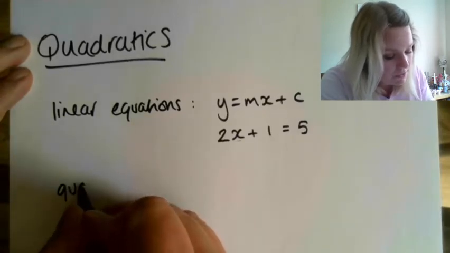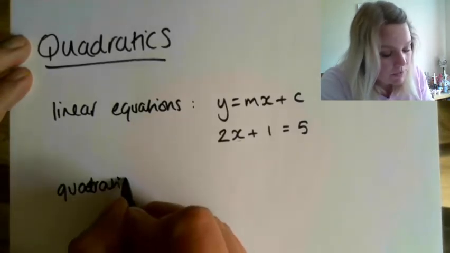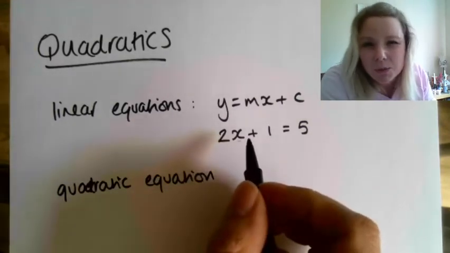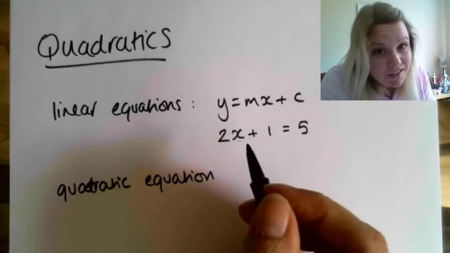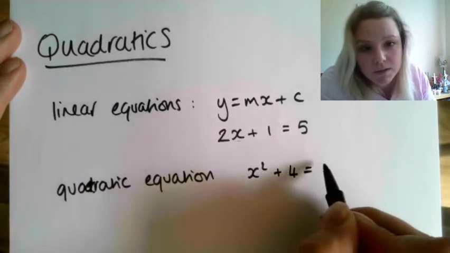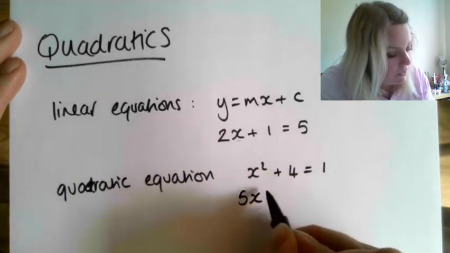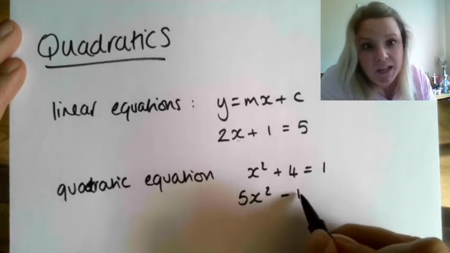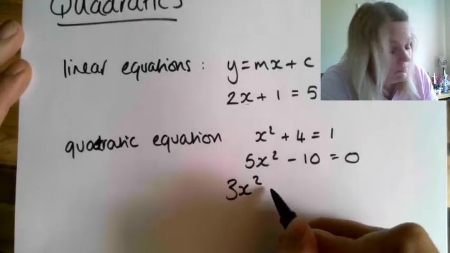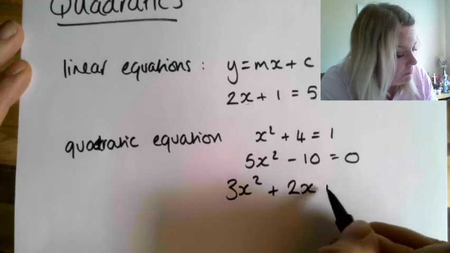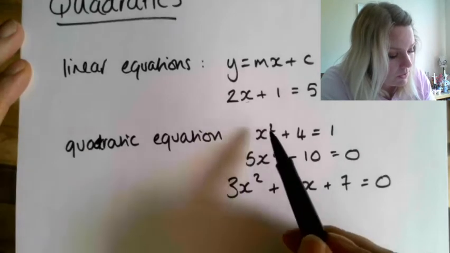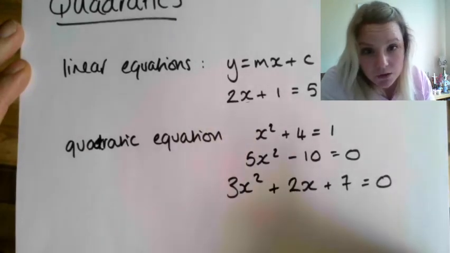In a quadratic equation, oops, I can't even spell. So in a quadratic equation, there will be an x squared term in it, and generally it is x that's used here, so it could be like x squared plus 4 equals 1. It could be 5x squared minus 10 equals 0. It could be 3x squared plus 2x plus 7 equals 0. Okay? In a quadratic equation, there will always be an x squared term.